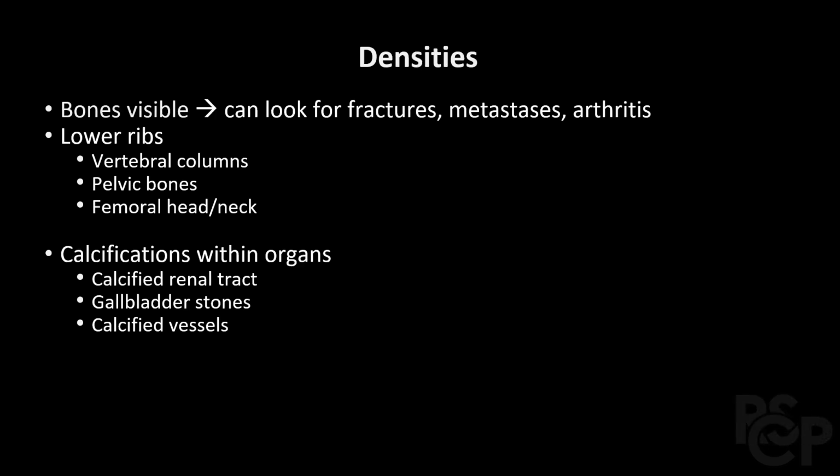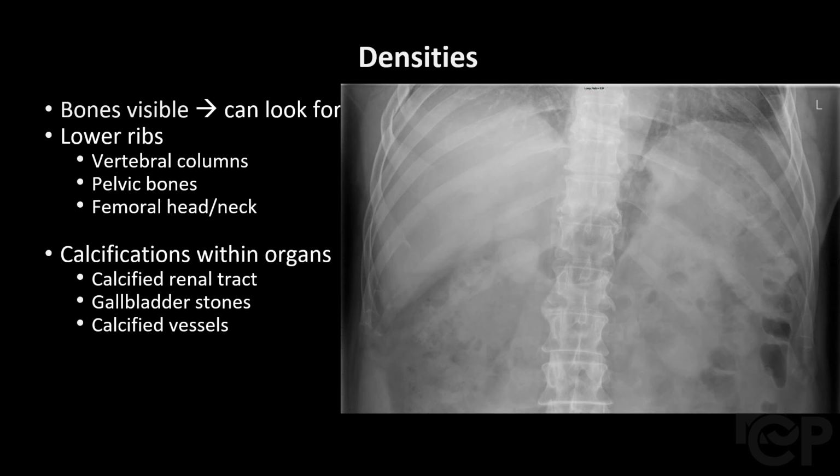For the next part of our algorithm on reading abdominal X-rays is densities. So on X-rays you can see bones, therefore you can look for fractures, metastases, or even arthritis. The bones that are visible on the abdominal X-ray will be the lower ribs, the vertebral columns, the pelvic bones, as well as the femoral head and neck. Here in this image you can see an acute right 6th rib fracture.